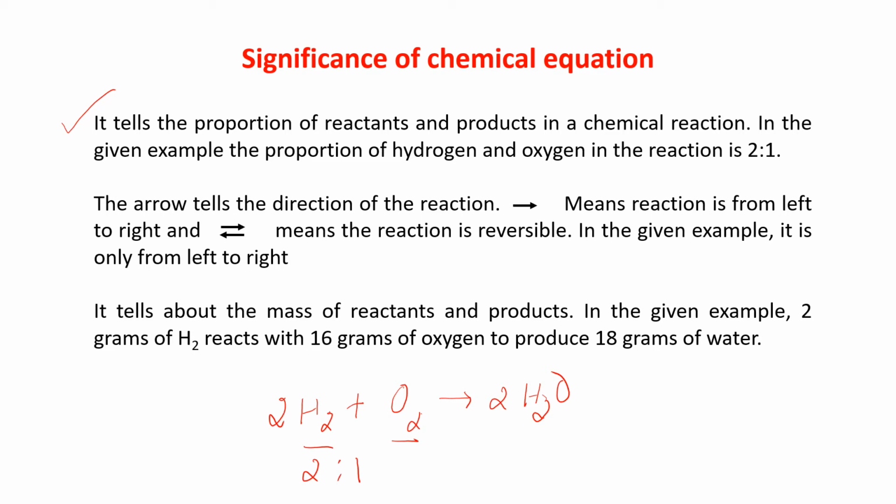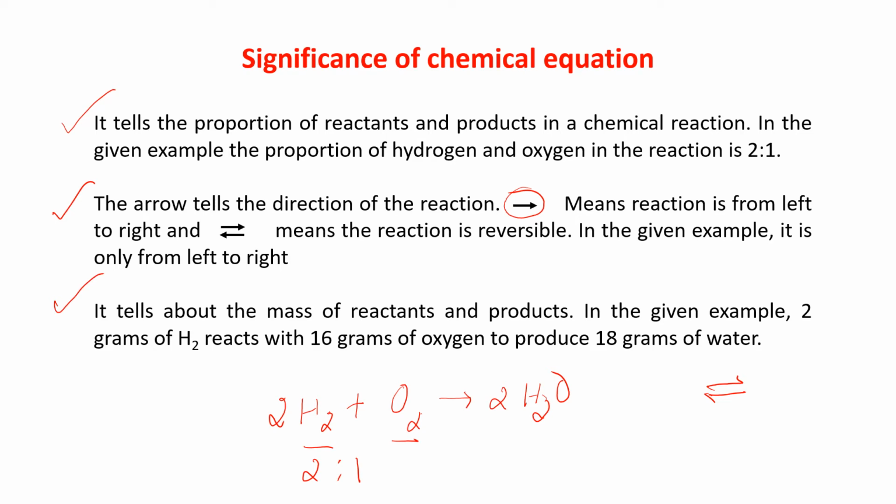Is it okay, children? The arrow tells the direction of the reaction. This arrow means the reaction is from left to right. And if the arrow is written like this, it means the reaction is reversible. In the given example, it is only from left to right.